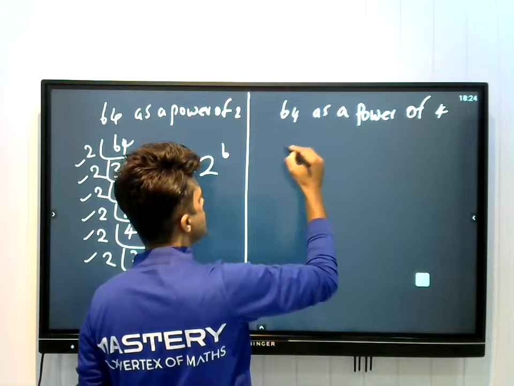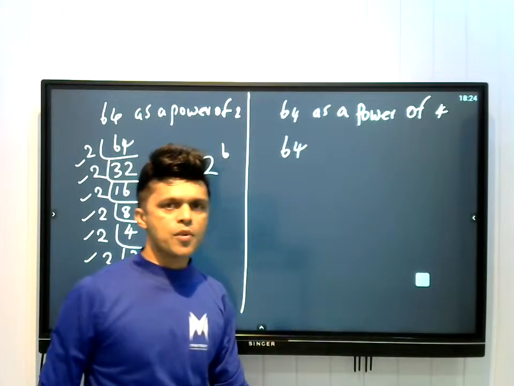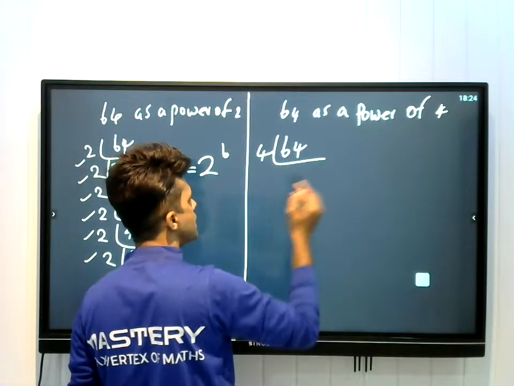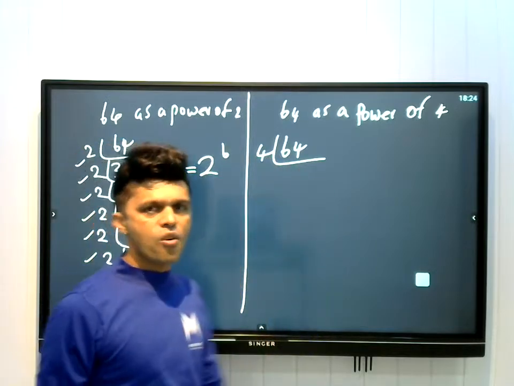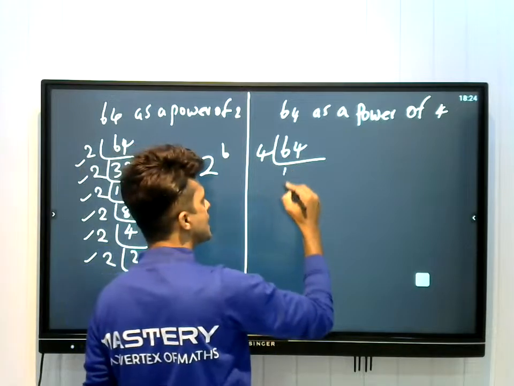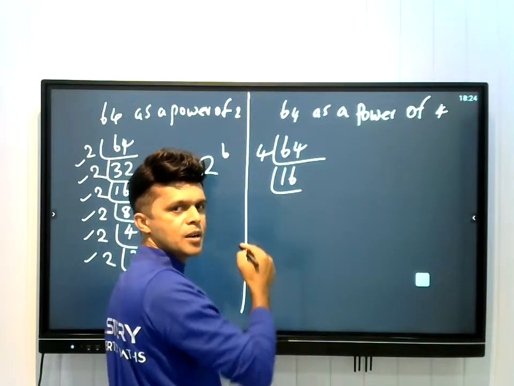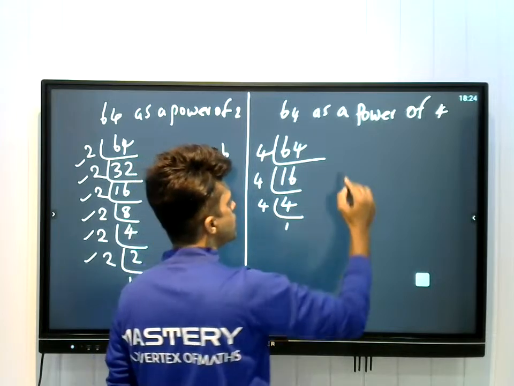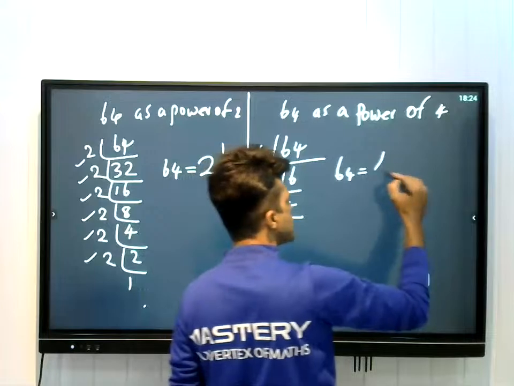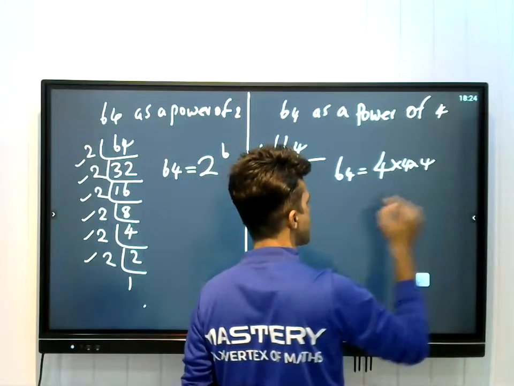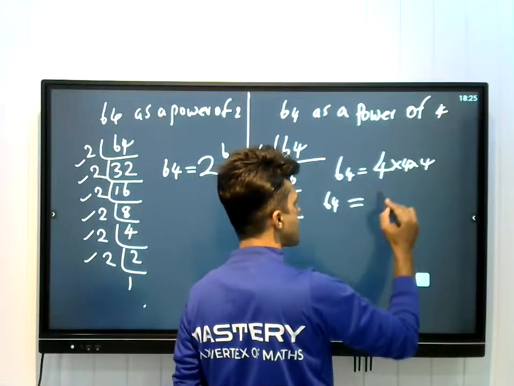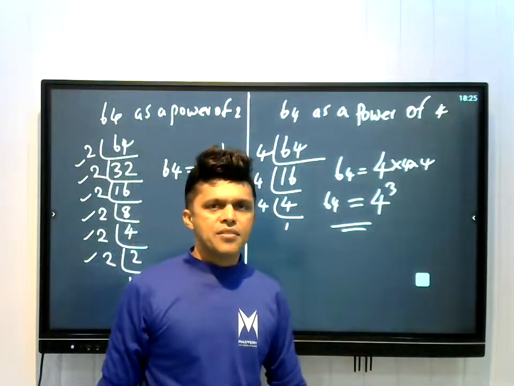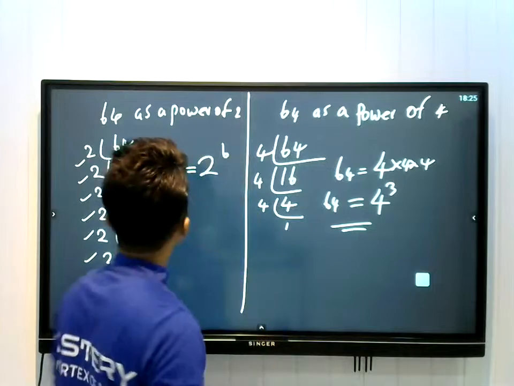Here 64 we need to write as a power of 4. How can we write this? Divided by 4, 64 divided by 4 equals 16. Again this can be divided by 4, then 16 upon 4 is 4. 4 upon 4 is 1. So 64 equals 4 into 4 into 4. Anyway, 64 can be written as a power of 4. 64 equals 4 to the power 3.